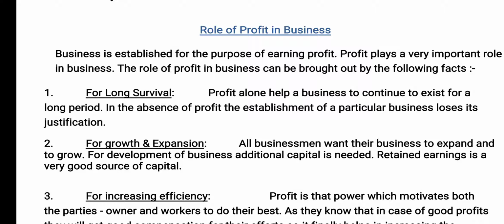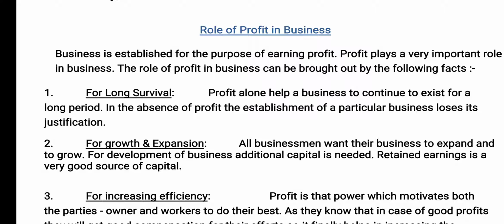If you are earning profit for a longer period of time, it means you have established goodwill in the market, and you have established a market standing in which people are trusting you and buying more and more of your products. So profit alone helps a business to continue to exist for a long period of time. In the absence of profit, the establishment of a particular business loses its justification.